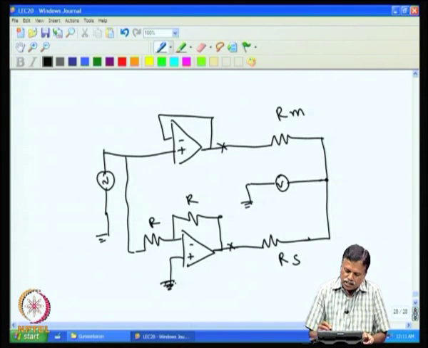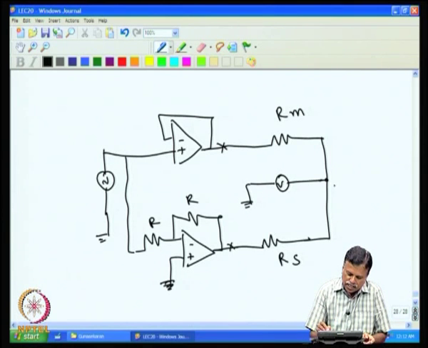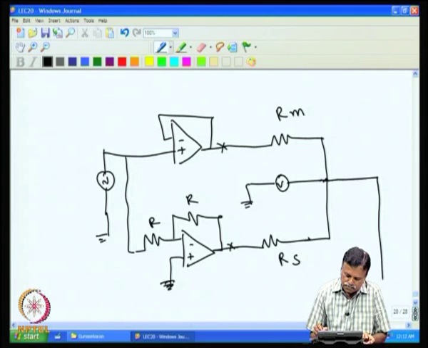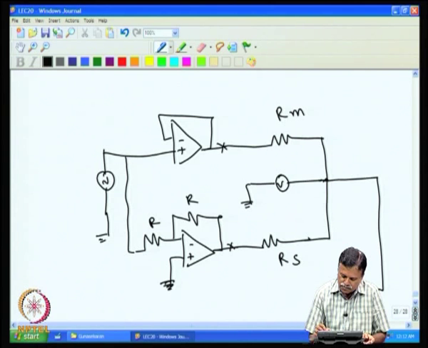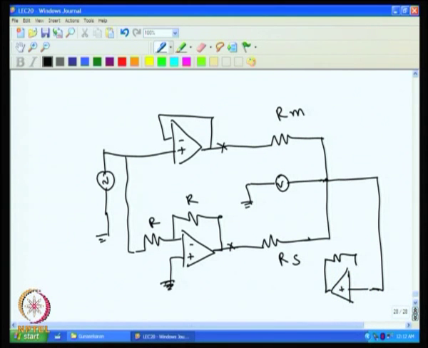Now we have to balance the bridge, that is, the voltage across this should be 0. If it is not 0, then one has to vary this and this. That we can achieve easily by taking this voltage. If I know that this is a voltage, I merely amplify it. I just amplify this voltage, then I can connect this to add this voltage with this.